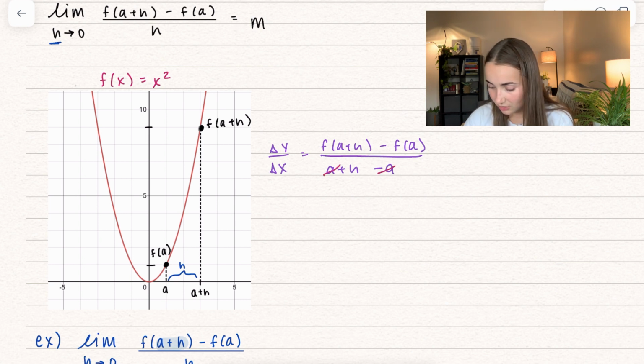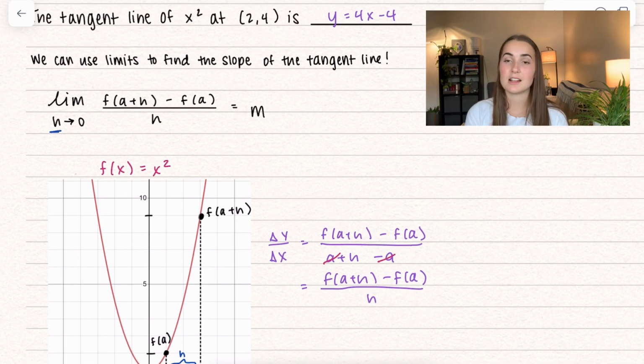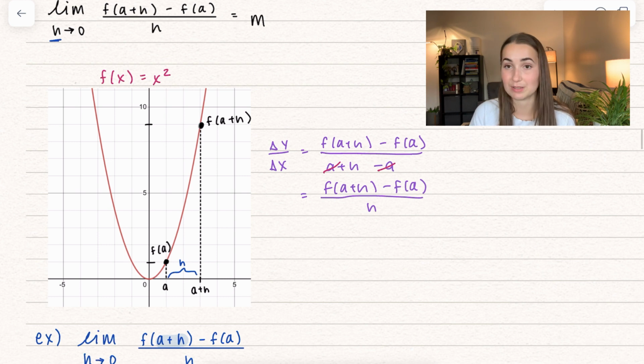So notice here, actually, the a's cancel out. And so here I'm left with f of a plus h minus f of a, all divided by h. And if we remember, that's exactly what was inside our limit. So why are we taking the limit as h approaches 0? It's because that slope changes as f of a plus h gets closer and closer to f of a.